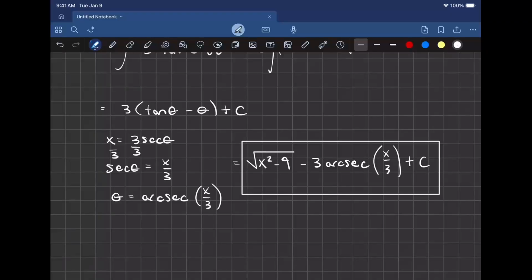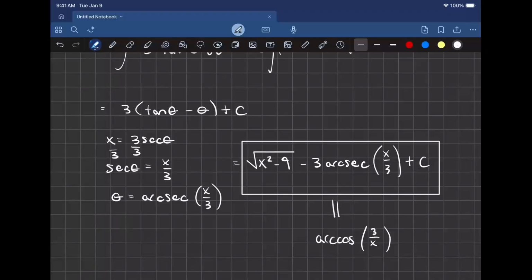And equivalently, if you remember that secant is 1 over cosine, then you could make this arc cosine if you'd like. And all that would happen is we flip the inputs, so x over 3 becomes 3 over x. Not necessary, of course, but it's there if you want to use it. Okay, let's move on to integral f.